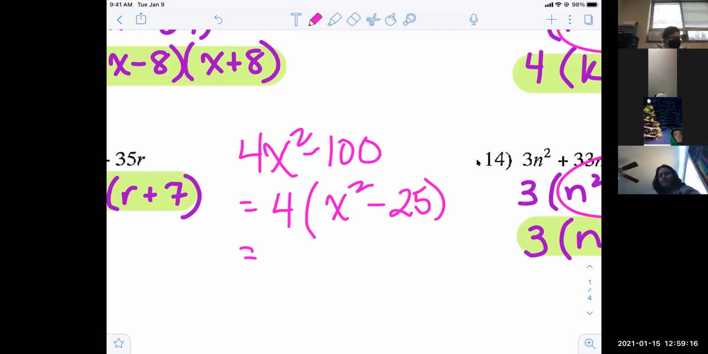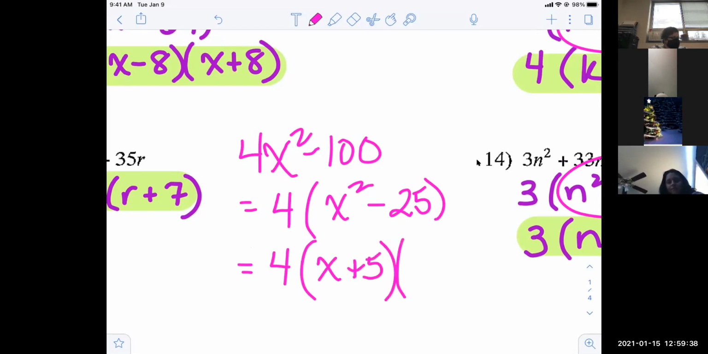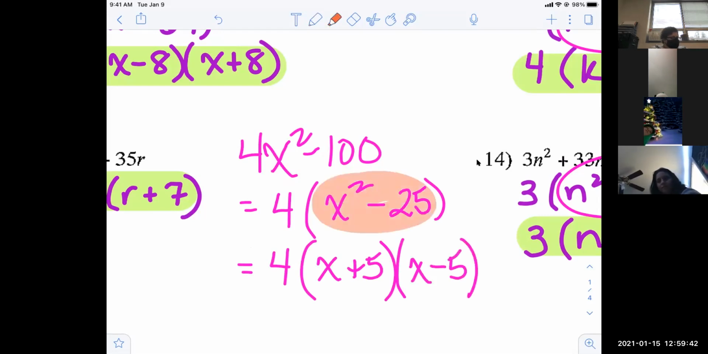Okay. And then, Michael, can you tell me the next step? Yeah. So what would it be? Oh, you mean the same thing? No, it does break down more. That's not the last step. There's one more step. Kara? X plus 5, x minus 5. So again, this is a difference of squares. Both of those things are perfect squares.